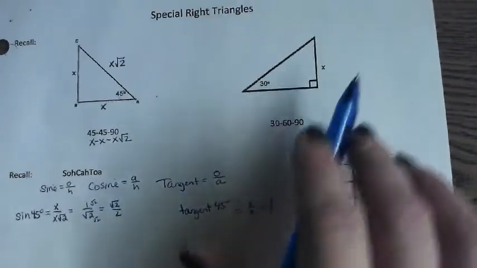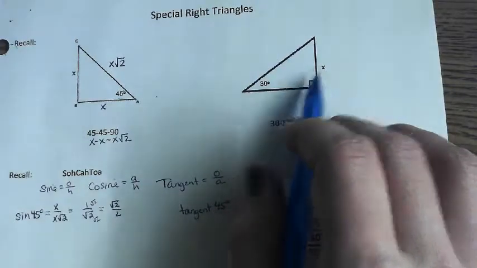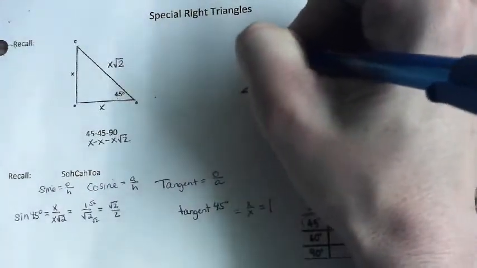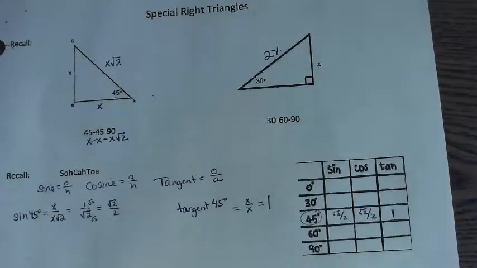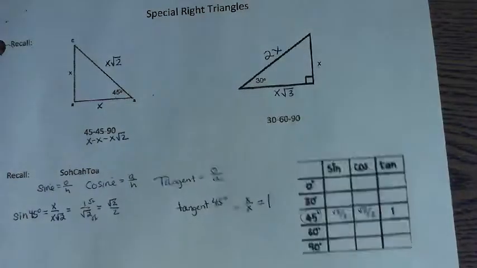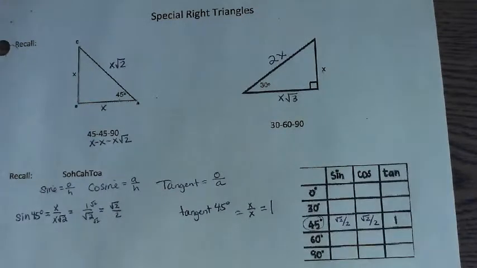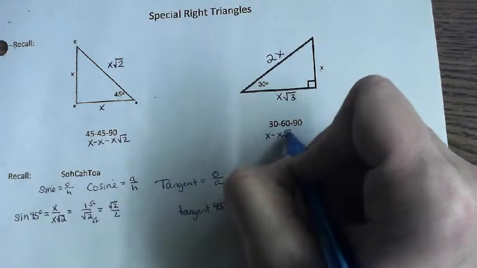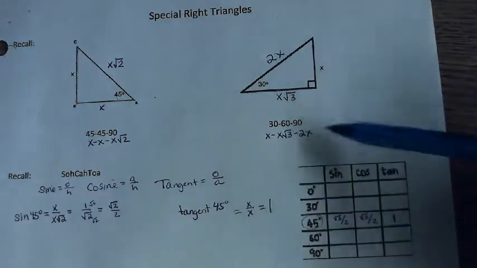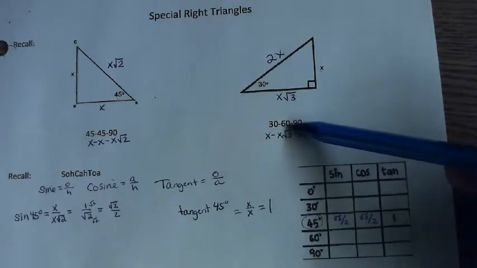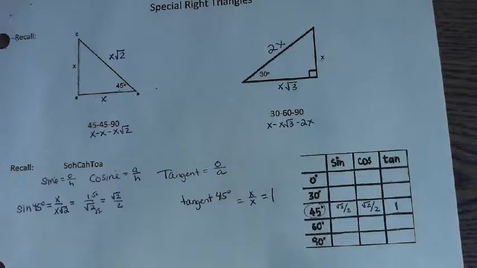So in a 30, 60, 90 right triangle, you probably don't remember this, but the smallest side, if you call that x, the hypotenuse is always double that, so 2x. And the other leg is always x times root 3. So underneath the 30, 60, 90, I'm going to write x, x root 3, and 2x. So the 90 degree angle has an opposite side of 2x. The 60 degree angle has an opposite side of x root 3. And the 30 degree angle has an opposite side of x.